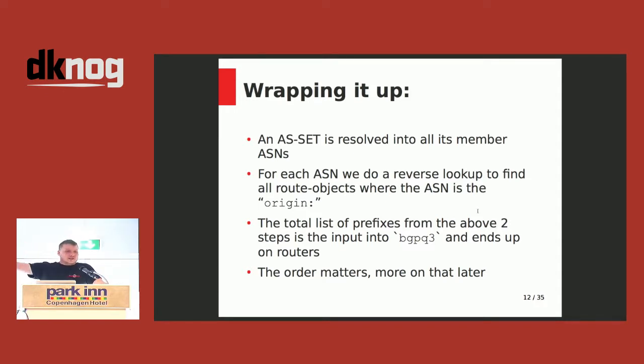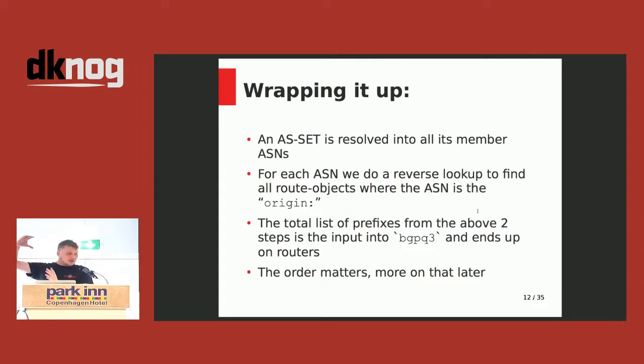So you send a command to the IRRD instance saying, give me a list of all the ASNs that are part of this AS set. And then per AS number, you do again a query where you say, give me a list of all the prefixes that belong to this AS. So an AS set that has, say, 15 members actually is 16 queries under the hood to generate the list of prefixes.